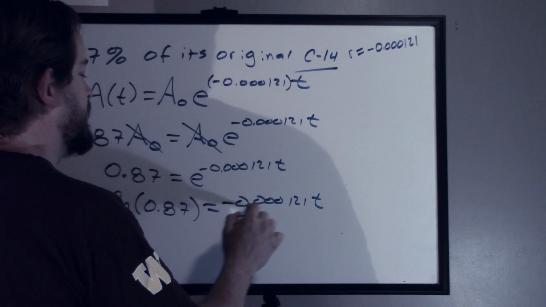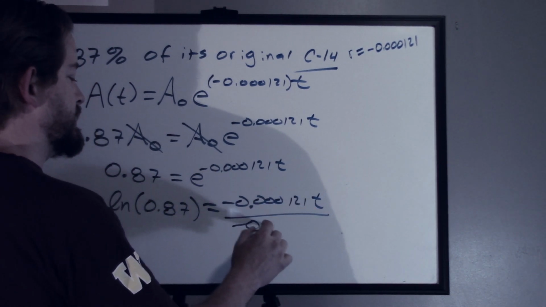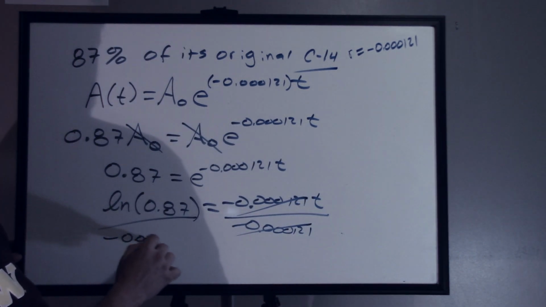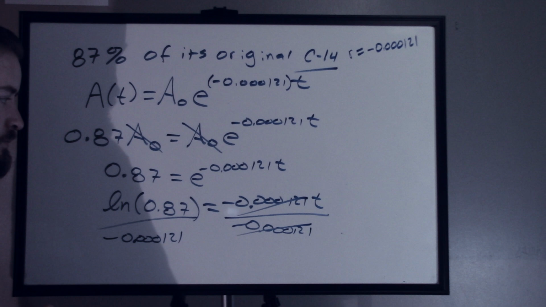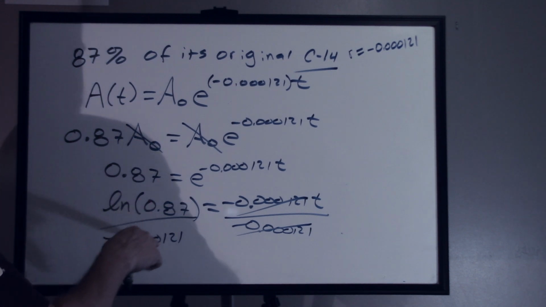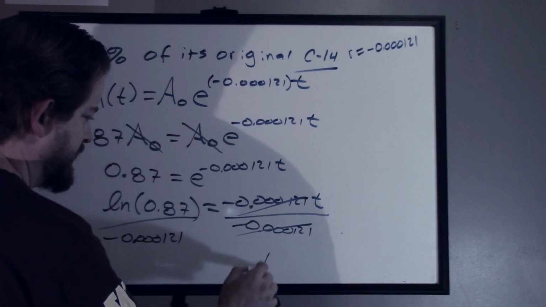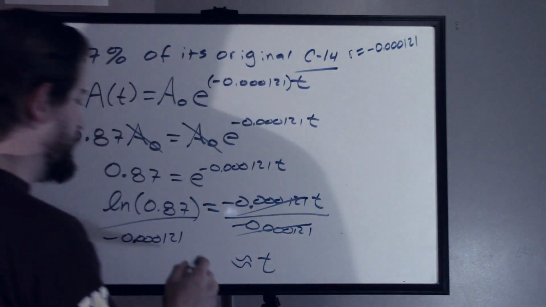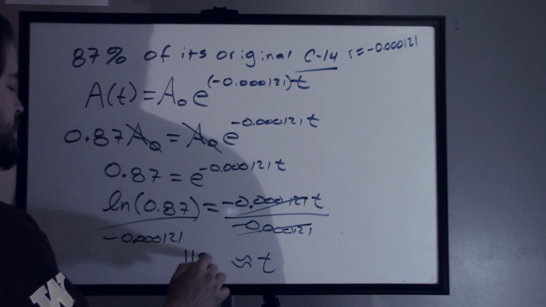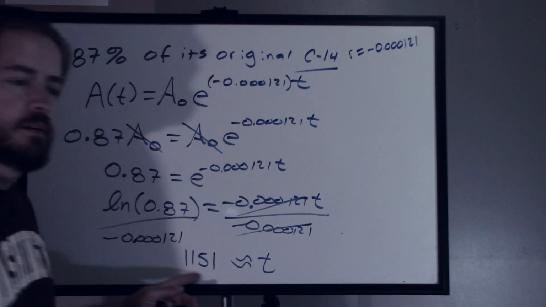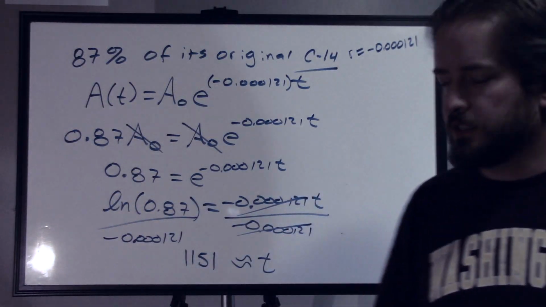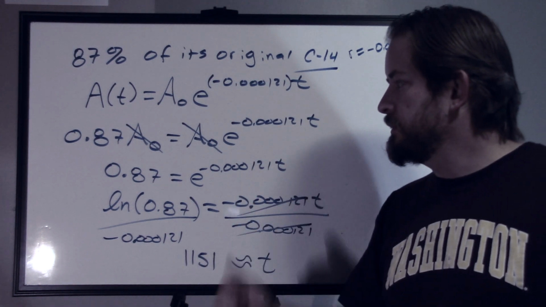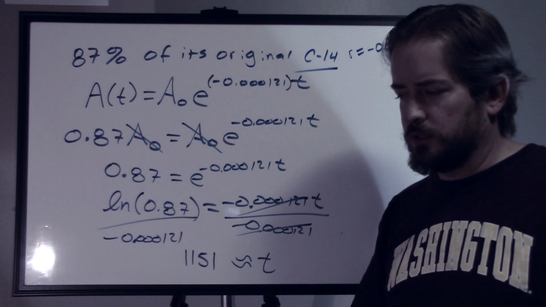and then divide by negative 0.000121. When I do that natural log divided by that number here, I've isolated my T on the right hand side, so I get T is approximately 1,151. So it's old, but it's not old enough to substantiate his claim, right? And so we would say, no, you didn't find the Holy Grail, keep looking, or do whatever.